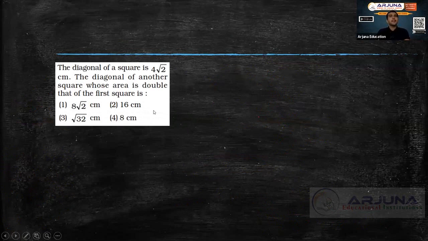First question here is: the diagonal of a square is 4 root 2 centimeters. The diagonal of another square whose area is double that of the first square is what? Okay, I'll give you 30 seconds. Then we'll discuss that.